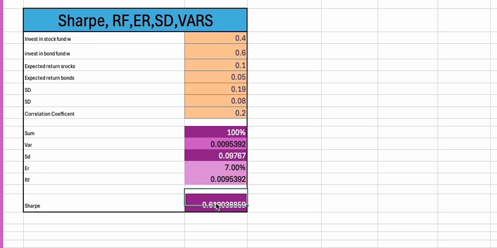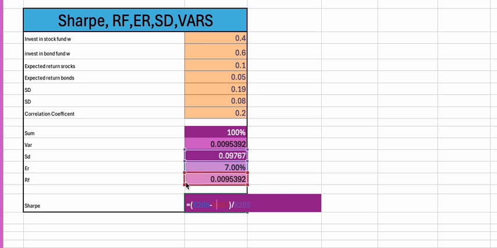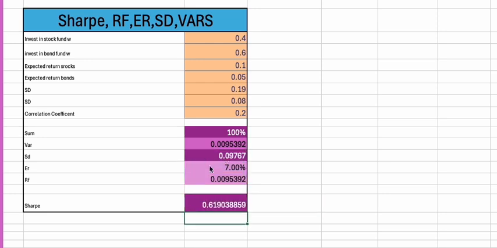Now for your Sharpe ratio, very simple compared to the other ones. You're going to take your expected return, and you're going to subtract your risk-free rate from it, and you're going to divide that by your standard deviation, which gives you 0.61903.